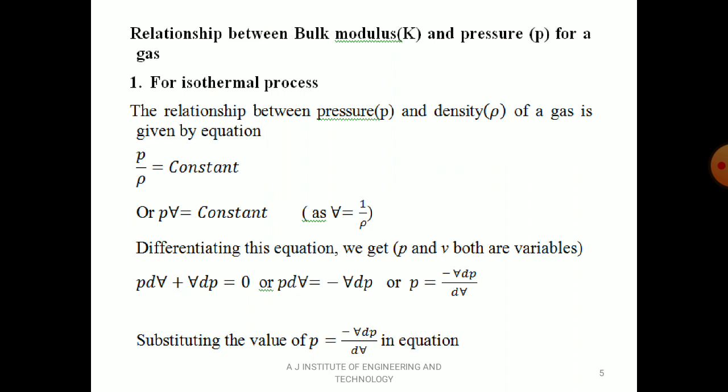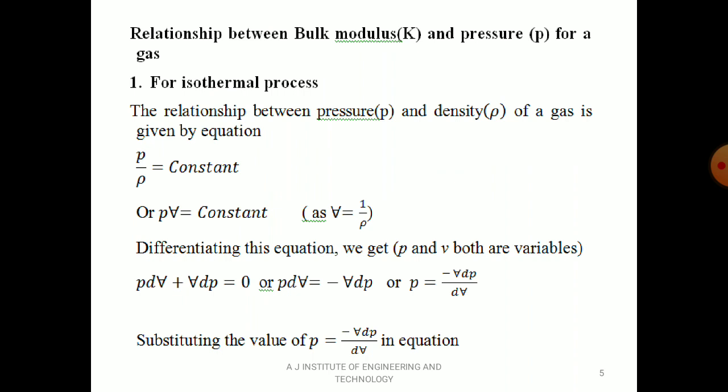Next, the relationship between bulk modulus, represented by capital letter K, and pressure, small letter P, for a gas. There are two important processes. About this I already explained in the 5th module, that is compressible flow. So let me just go through this concept again.